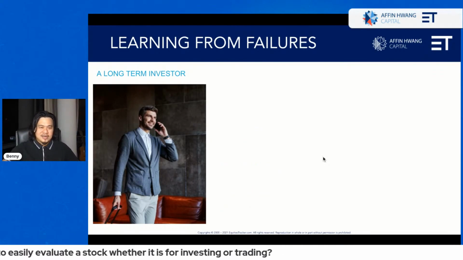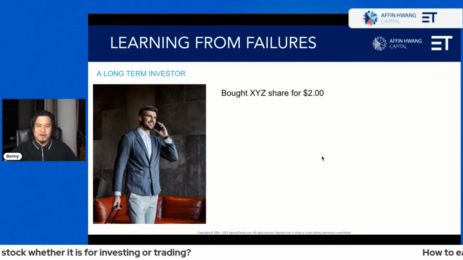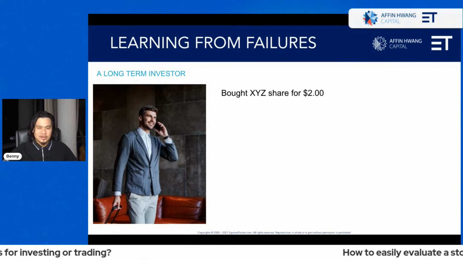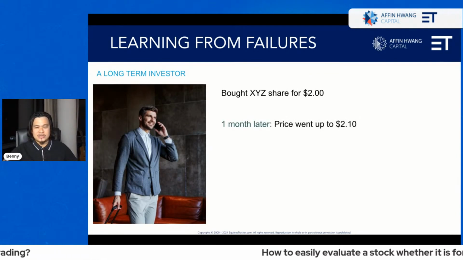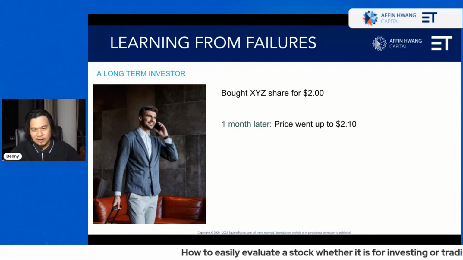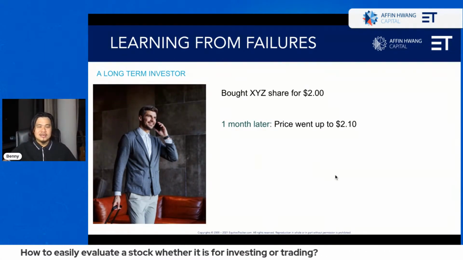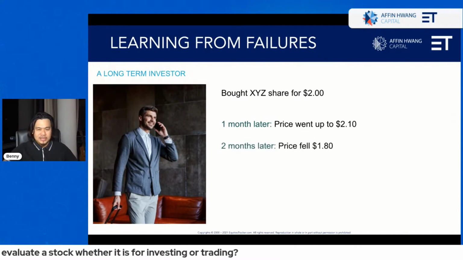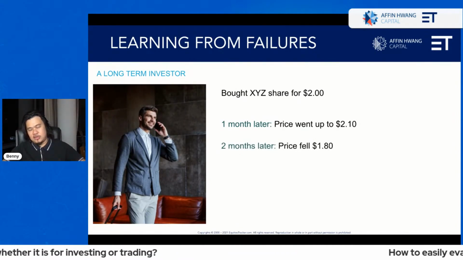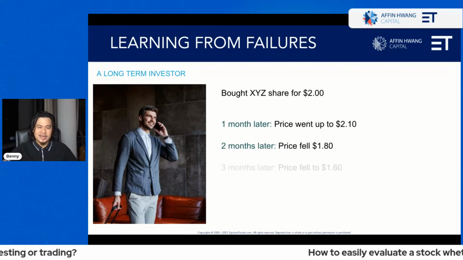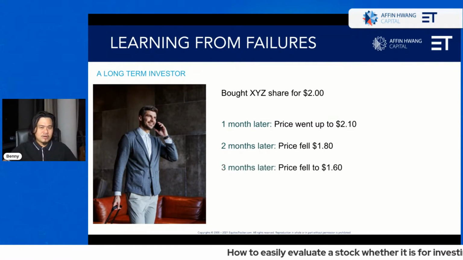Now let me give you another scenario, the last scenario as an investor. So you bought XYZ share for $2. Okay, the price went up to $2.10 a month later. Again, no problem. You bought at the right price. The price seems to be going up. Okay. And 2 months later, the price fell to $1.80. So you face this situation again. Should I hold or should I sell? All right. But because I'm a long-term investor, I keep on holding.